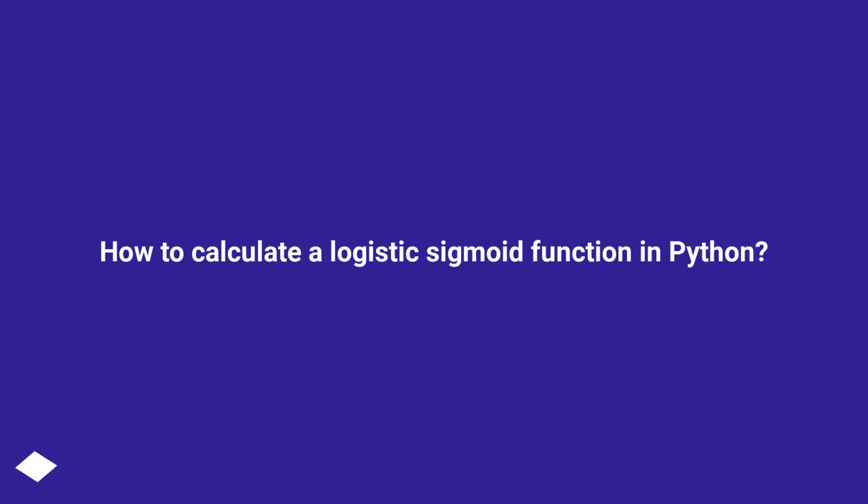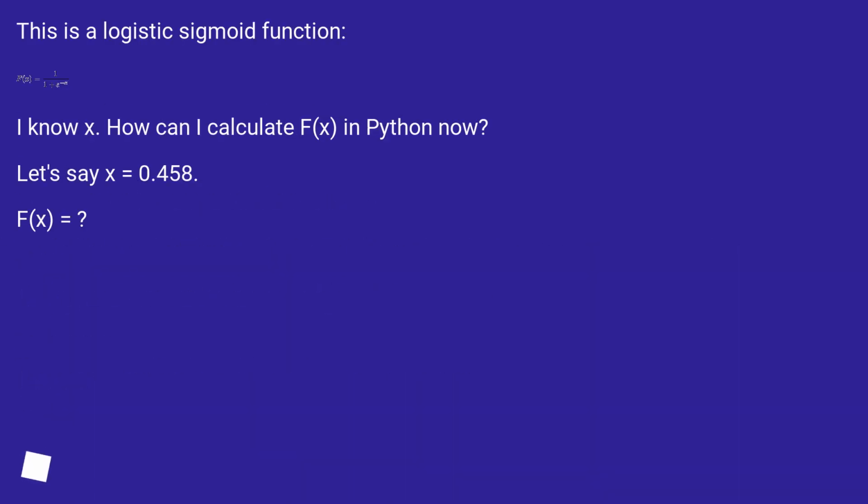How to calculate a logistic sigmoid function in Python? This is a logistic sigmoid function. I know x. How can I calculate f(x) in Python now? Let's say x equals 0.458. f(x) equals?